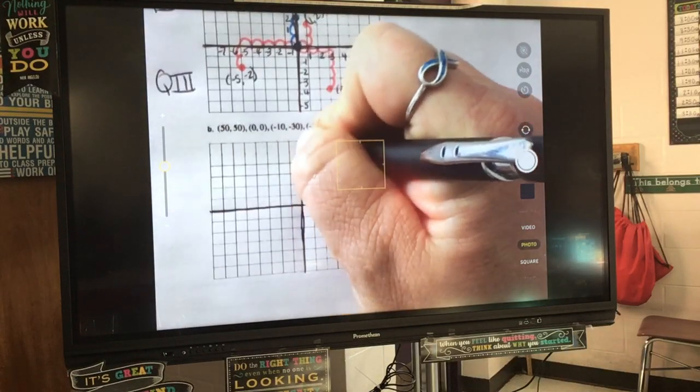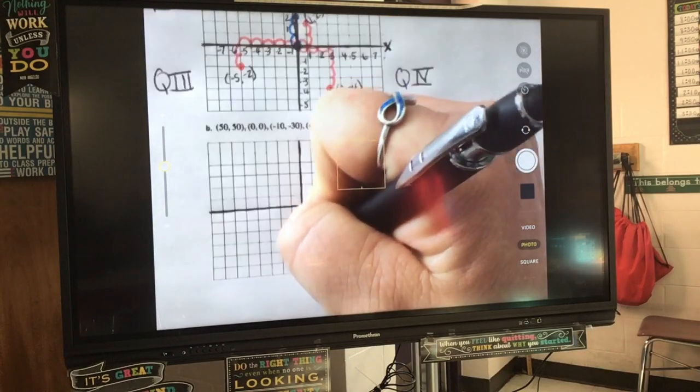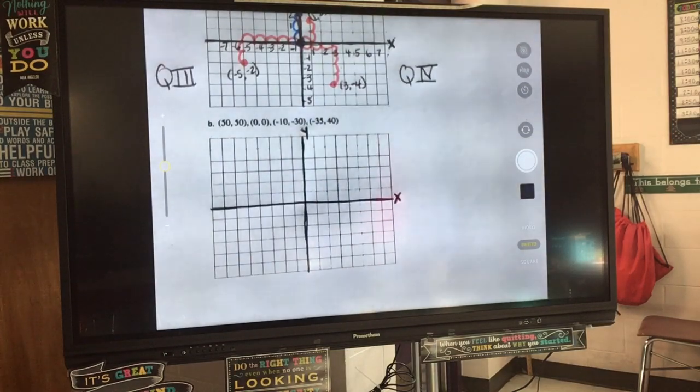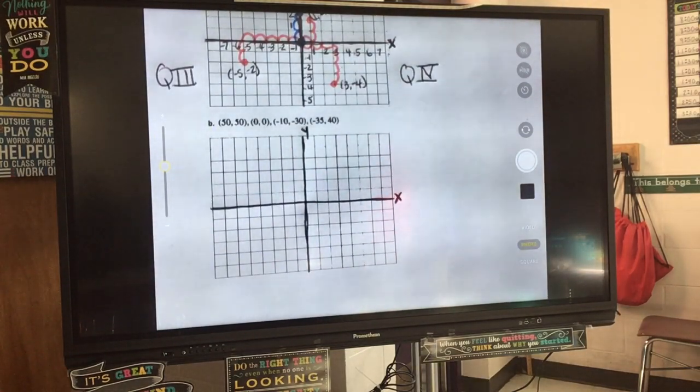Don't put any numbers on it, just simply find your X and your Y. Alright, also go ahead and label your quadrants while you're waiting. So just put your Q1, Q2, Q3, Q4 in there.